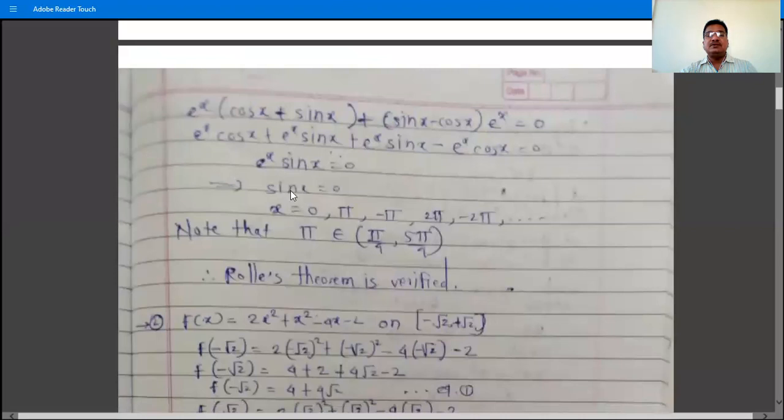And therefore x is what? Sine inverse 0. So what are the values of sine inverse 0? 0, pi, minus pi, 2 pi, minus 2 pi. Because sine 0 is 0, sine pi is 0, sine minus pi is 0, sine 2 pi is 0, sine minus 2 pi is 0.